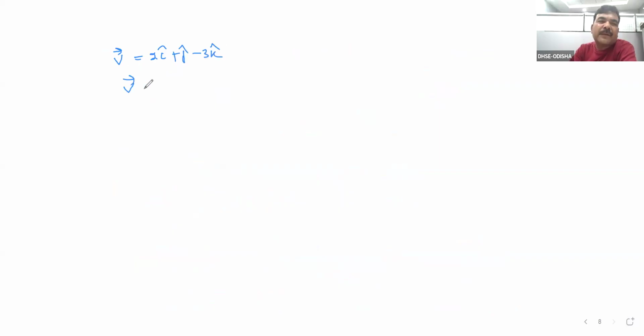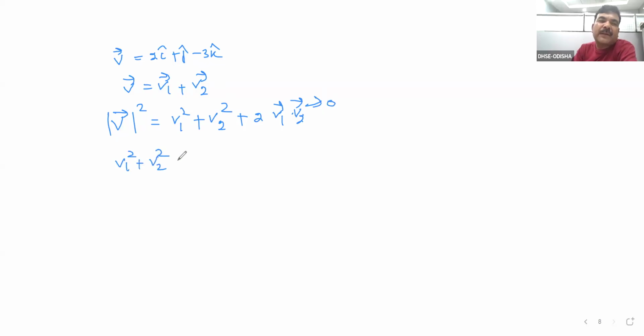V is equal to V1 bar plus V2 bar. So V mod square is equal to V1 square plus V2 square plus 2 into V1 dot V2. It is given that V1 and V2 are perpendicular, so this value will be 0. So V1 square plus V2 square is equal to V mod square. What is V mod square? It is 4 plus 1 plus 9, which is equal to 14. Okay.